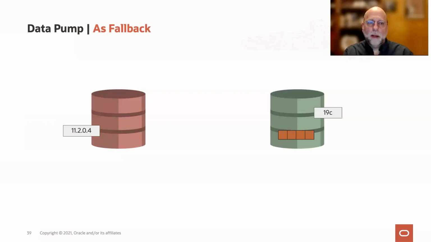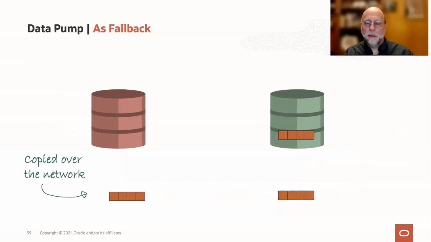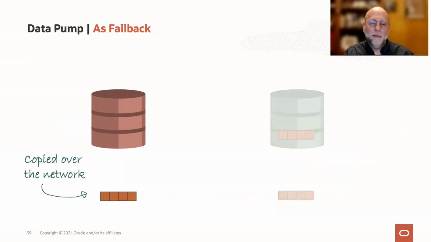Now, as a fallback mechanism, you might want to use data pump if you're upgrading, and especially if you have to, say, raise compatible as part of your upgrade operation for whatever reason. So you're going, in this case, say 11.2.0.4 to 19C, and if you raise compatible, you wouldn't be able to downgrade. But what you could do is you can export from 19C with the version parameter and say version equals 11.2.0.4. What we will do then is we will export from your 19C database, and then you can import that dump file back into your 11.2.0.4 database.